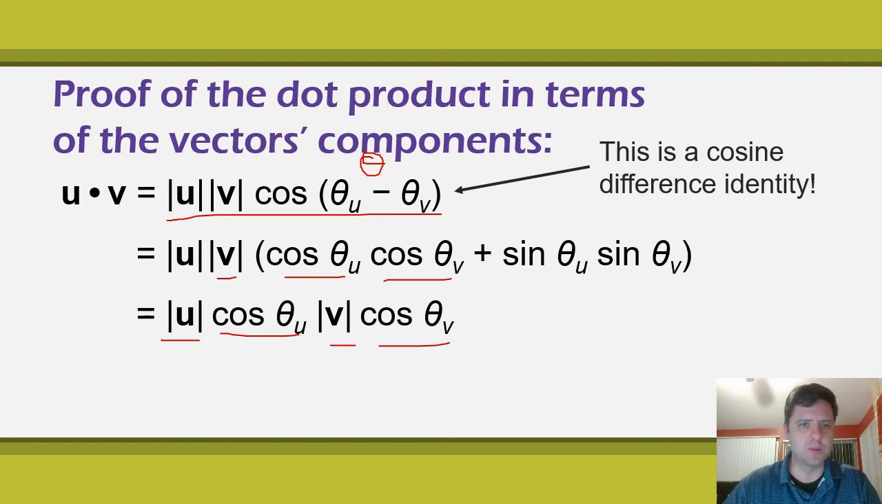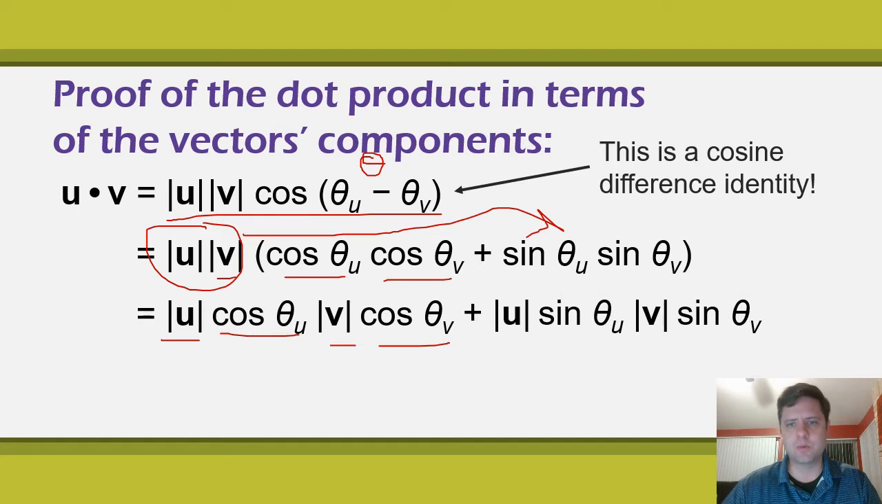And then we have to also distribute all of this to the other pair over here. And so that's what we have here: u sine theta u, v sine theta v. But we already saw from our previous slide that that can just become u1 v1 plus u2 v2.